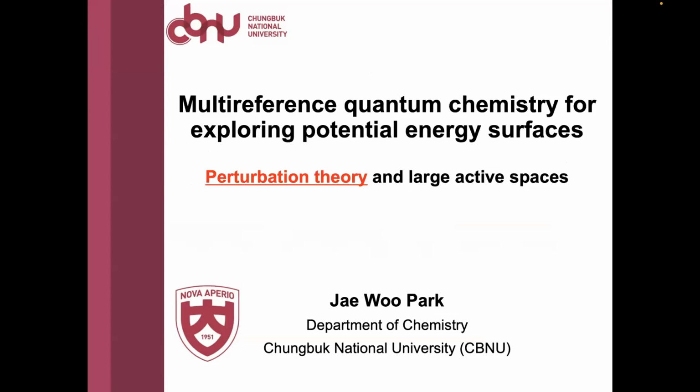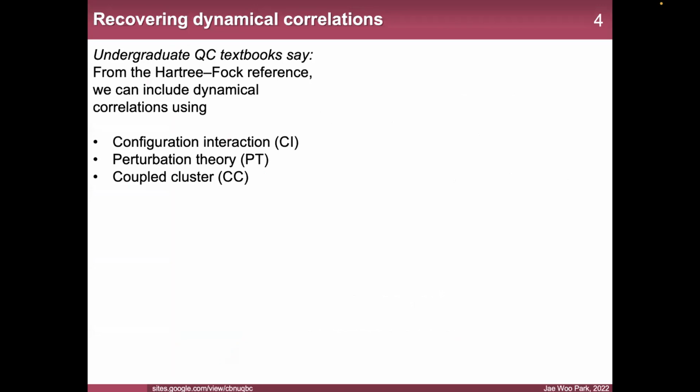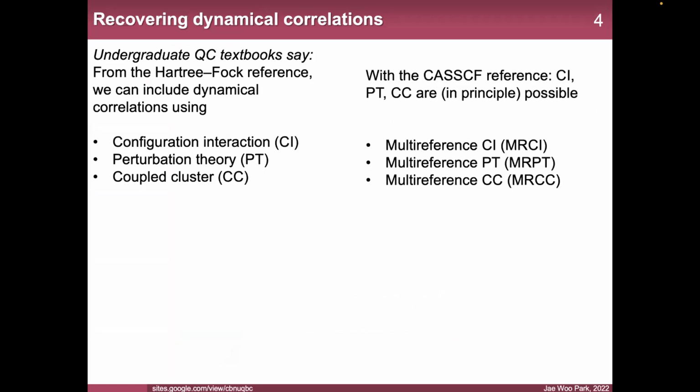The first thing I will talk about is multireference perturbation theory for exploring potential energy surfaces. Basically, I am a person who worked on analytical gradient theory. Undergraduate quantum chemistry textbooks say that from the Hartree-Fock reference, we can include dynamical correlation using configuration interaction, perturbation theory, and coupled cluster. Of course, there are many other wonderful methods, but this is what the textbooks say.